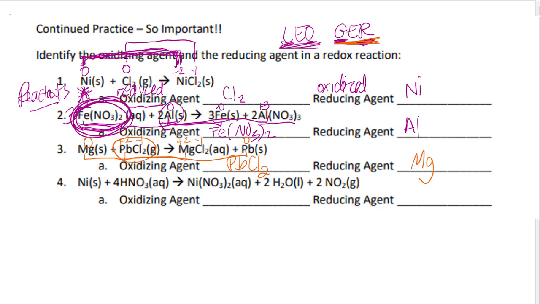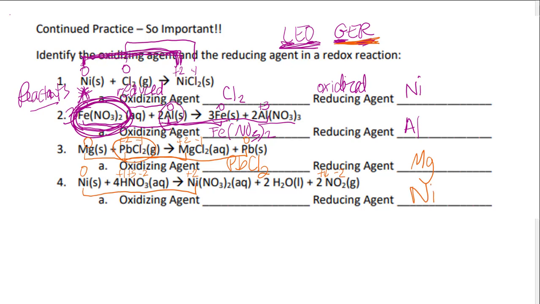And I've got nickel by itself is 0. My HNO3, so we've got H is always +1. This is -2, so that's -6. -5, so this has got to be +5. Then my nickel here, +2. My nitrogen over on the right side would be +4, because that's a -2. So my nickel is going from 0 to +2. Therefore, it has lost electrons.